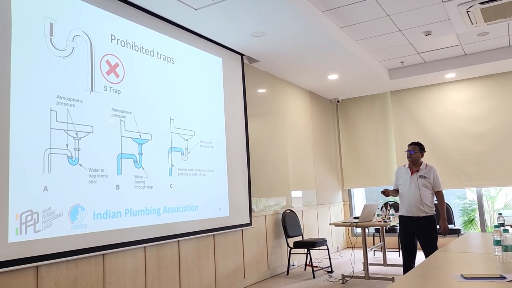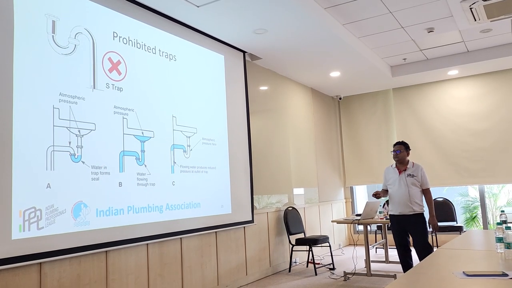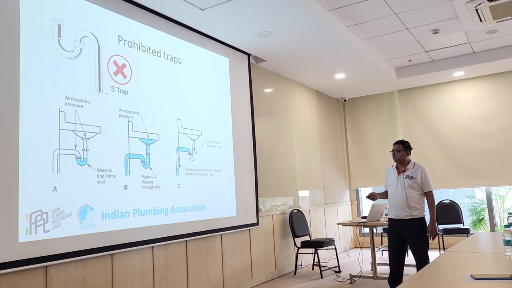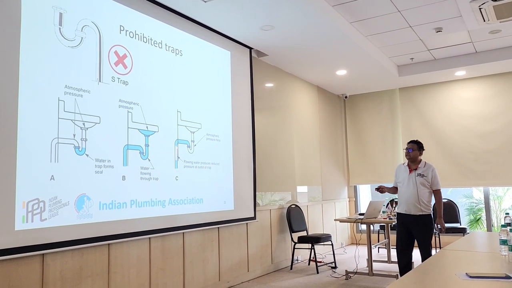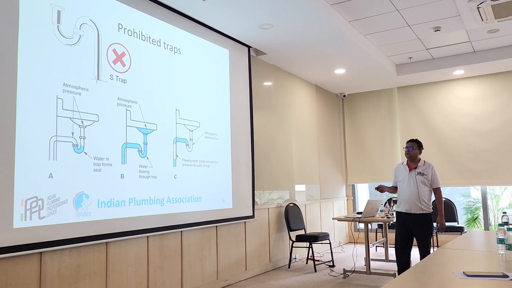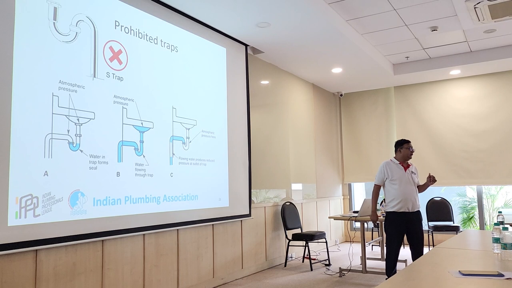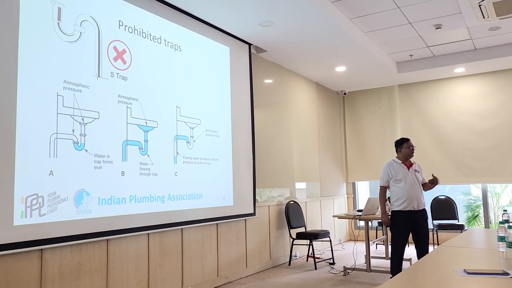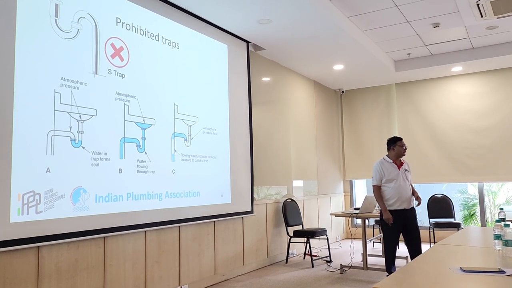Then how should it be? It should be like this. Water in the trap forms a seal. Water flowing through the trap reduces the pressure. Now there is a differential pressure over here which will impact your trap effectiveness. Either your trap will get washed out or water may come inside extensively.